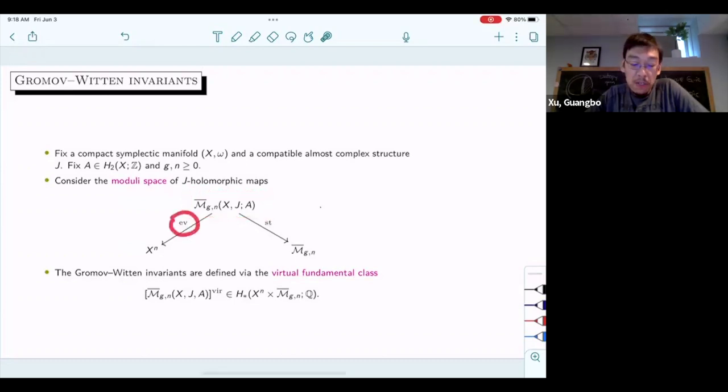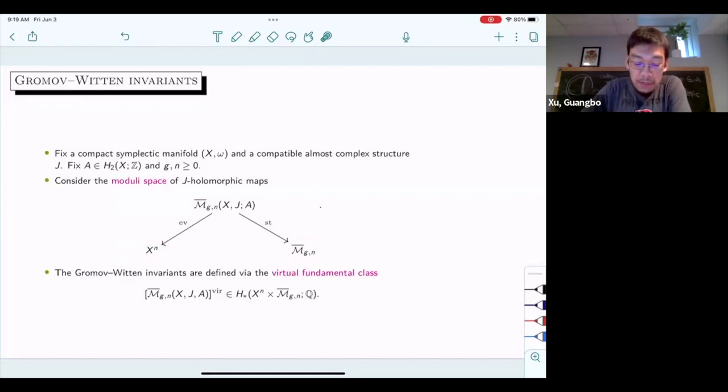Nonetheless, on this moduli space there are two natural maps. The first one is the evaluation map, which evaluates every stable map at the position of the n marked points, so it is a continuous map to X to the nth power. Another map is the stabilization map, which forgets the map and keeps the domain. However, the domain might be unstable, so you possibly need to stabilize the domain. So this is a continuous map into the Deligne-Mumford space of genus g, n-marked complex curves.